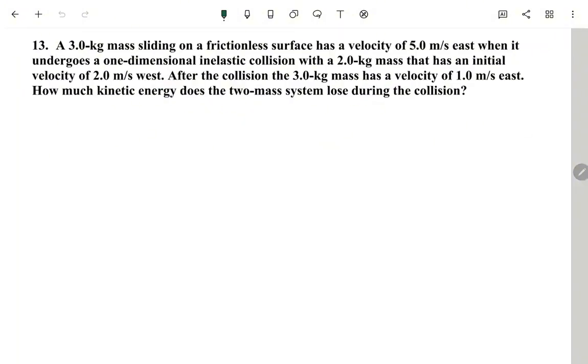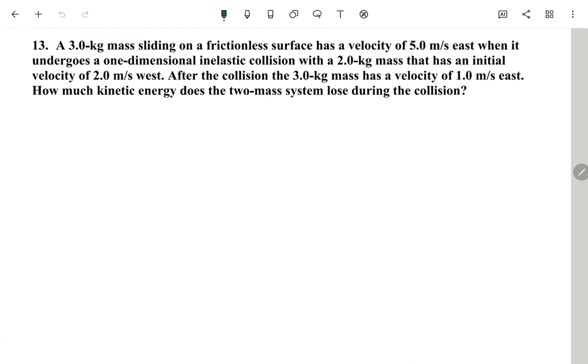A 3 kilogram mass sliding on a frictionless surface has a velocity of 5 meters per second east when it undergoes a one-dimensional inelastic collision with a 2 kilogram mass that has an initial velocity of 2 meters per second west. After the collision, the 3 kilogram mass has a velocity of 1 meter per second east. How much kinetic energy does the two mass system lose during the collision?